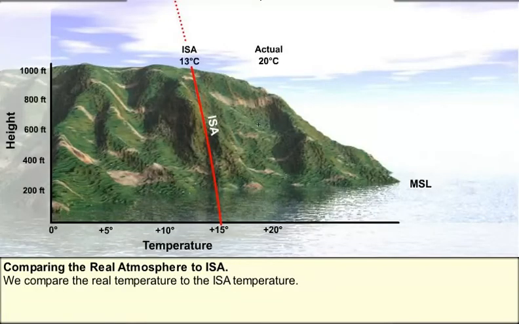The simplest method we use to analyze this difference is by comparing the real temperature to the standard ISA temperature. This comparison gives us what is known as the ISA deviation. In other words, by how much does the real atmosphere deviate from the standard atmosphere? Let's work through an example to help understand this principle.